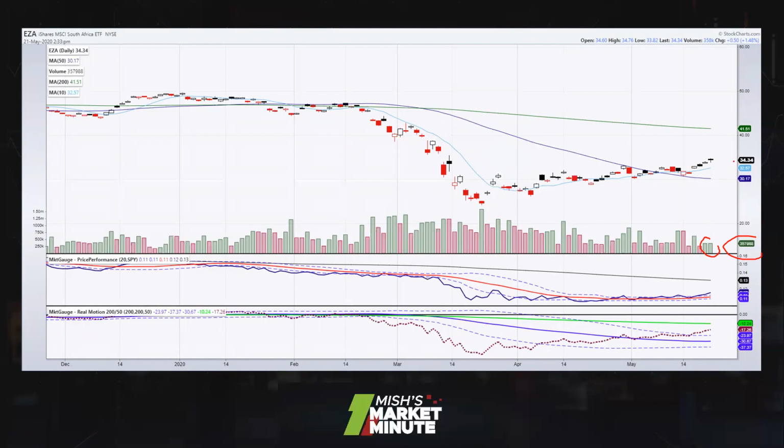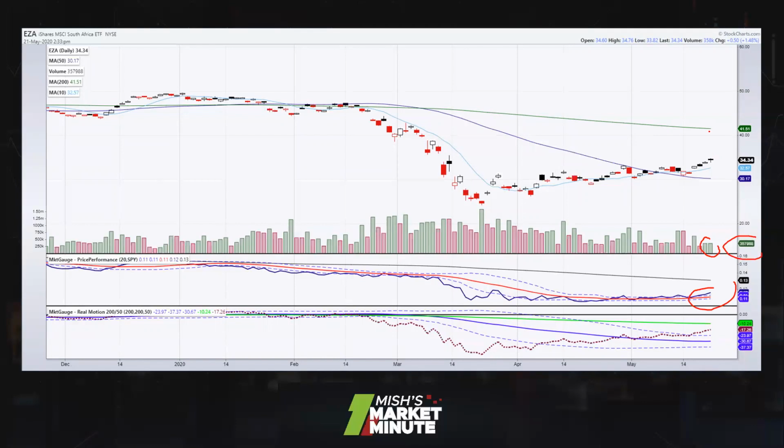And so right now what we have here with EZA is that the price performance, look at that, it's starting to actually move away from the SPY a little bit. It's actually increasing here in terms of its momentum from the actual Bollinger Band here. It's closer to the 200 here than it is here in price.